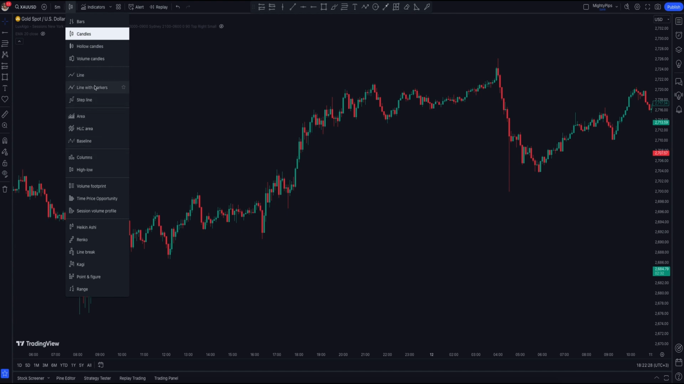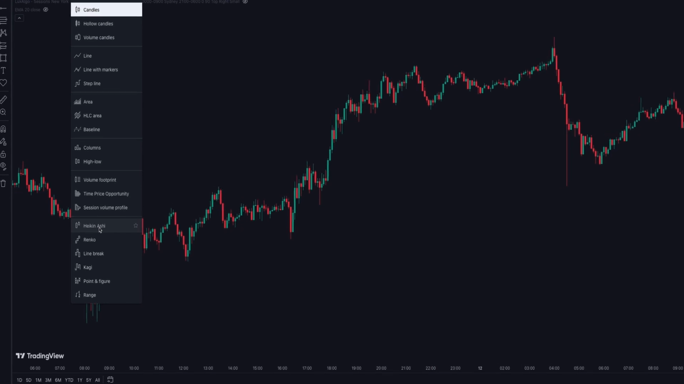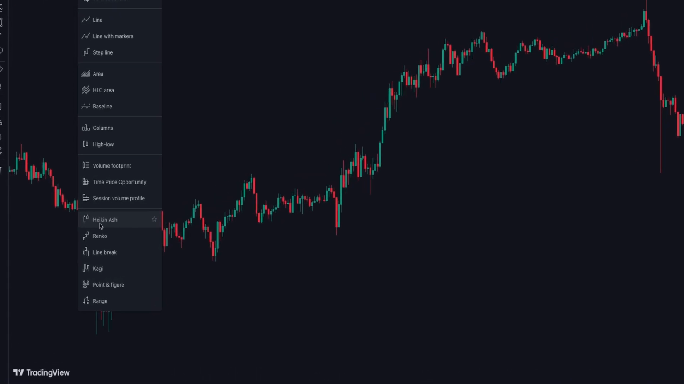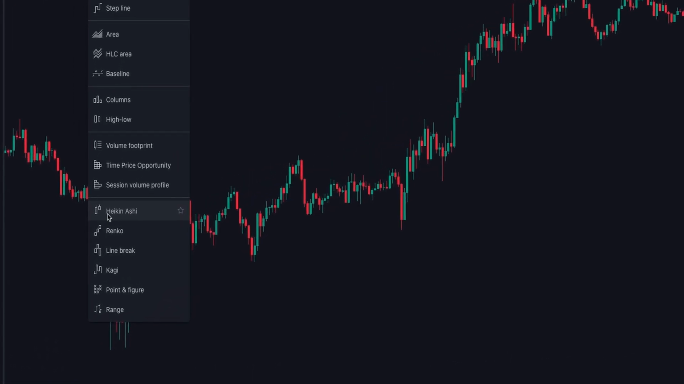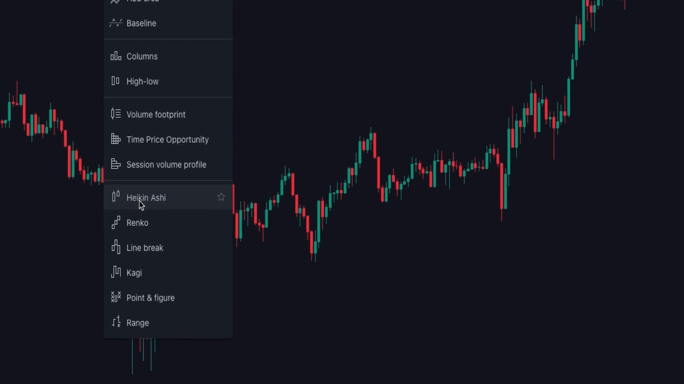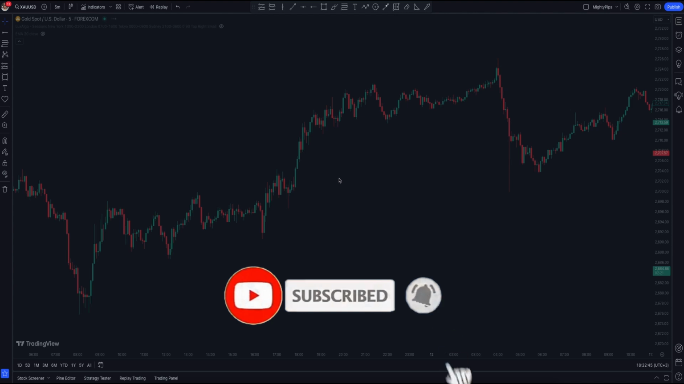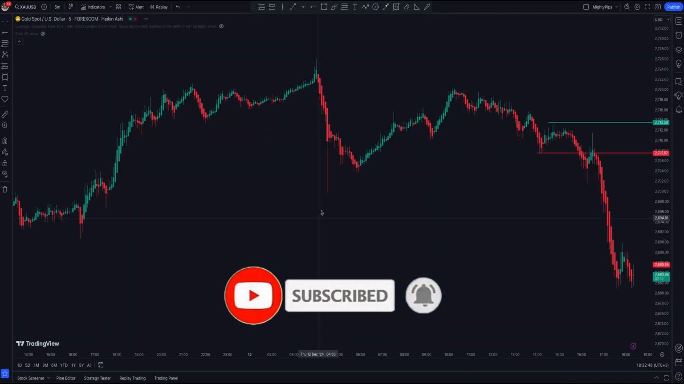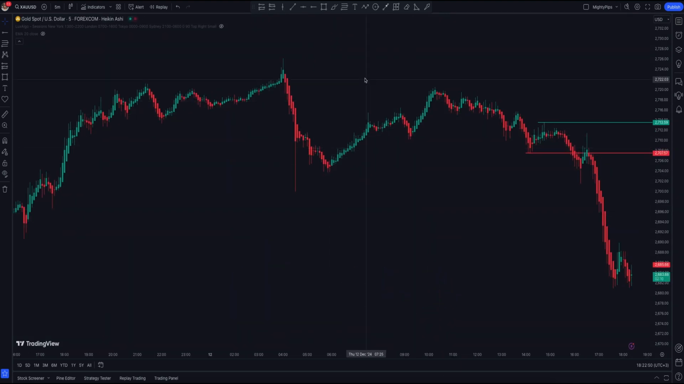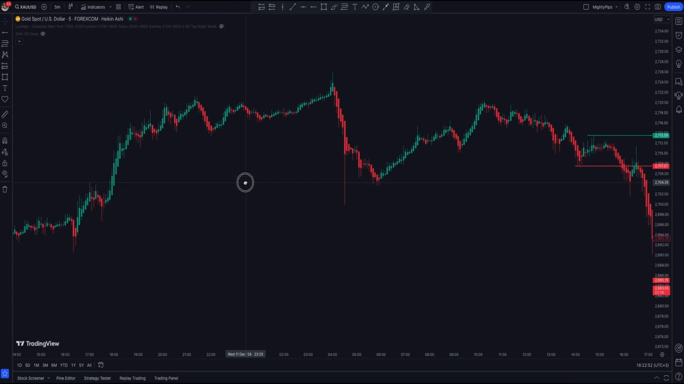But what I want you to do is go down and find Heikin Ashi, because this is the type of chart that we need to make sure this strategy will work for us. So choose Heikin Ashi chart. Make sure you choose Heikin Ashi chart. Don't use the normal candlestick chart, because it will not show you the trends as clearly as the Heikin Ashi chart will.